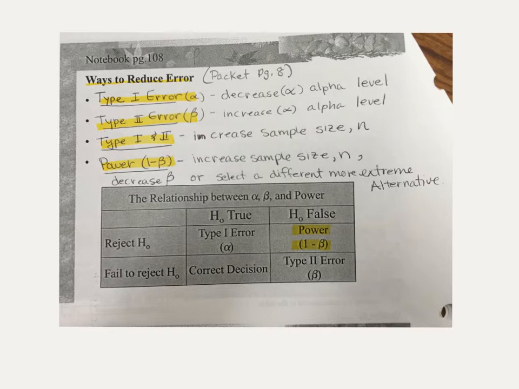A little more notes. This has to do with errors and how to reduce errors. A lot of times this is a multiple choice question. So fill these in, write these down. This also has to do with the power of the test. The power of your test is how well you actually reject your null when it's actually false. So that's the power of your test. So just fill this in, write this down. We'll end up talking a little more about these types of ideas again in the next couple of days.